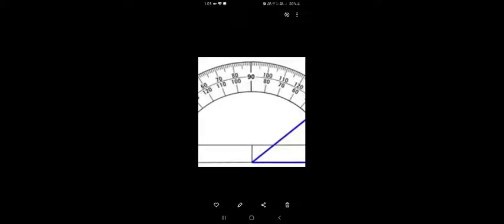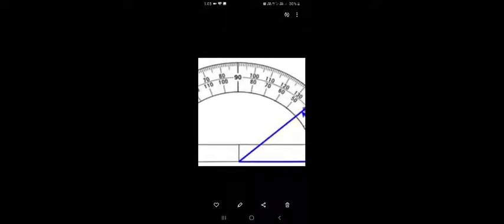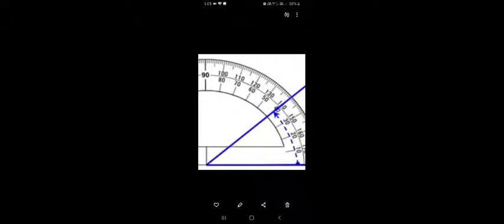Okay, so there is a line. While measuring an angle, this line should intersect the common endpoint of these two rays, and then measure the angle. This line crosses the 40, so this angle will be 40 degrees. This is how we measure an angle. Okay, let's move forward.